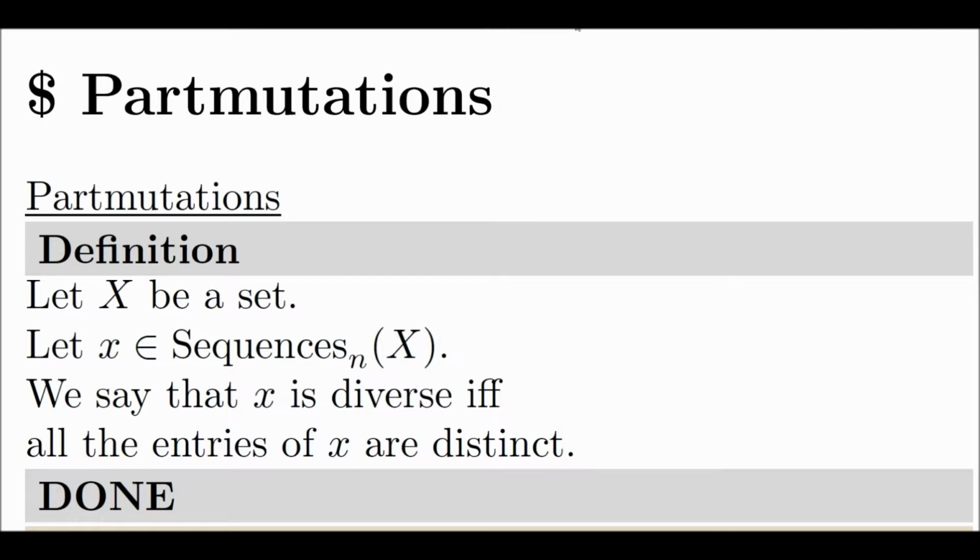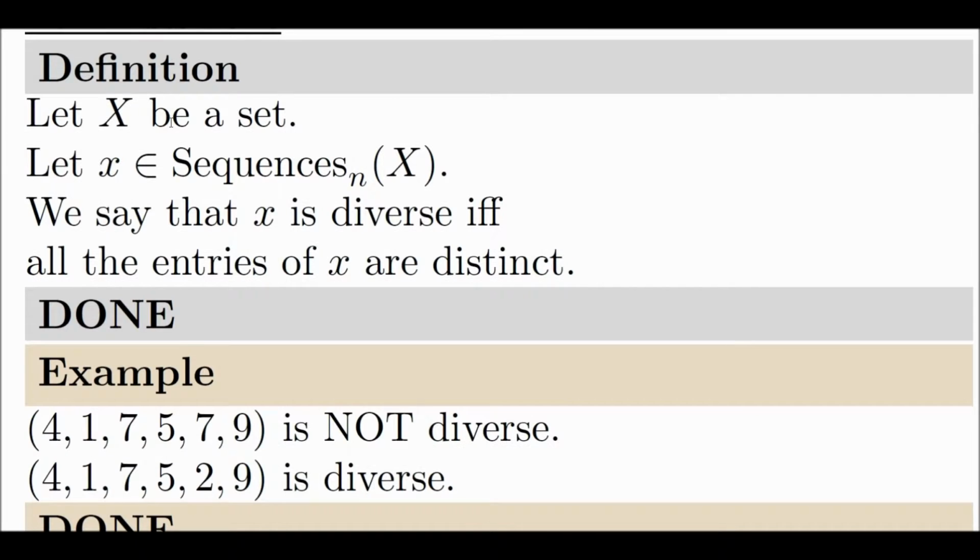So we already looked at combinations. Now let's look at what I'll call partmutations. Some people call these permutations, but I'll just call them partmutations. So let me define what I mean by a sequence being diverse.